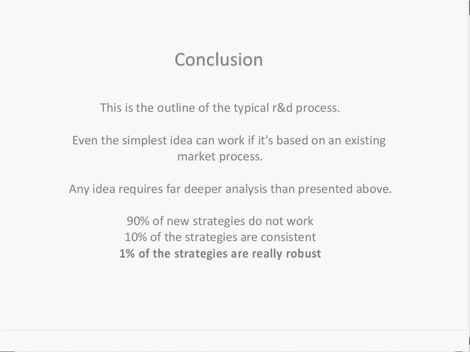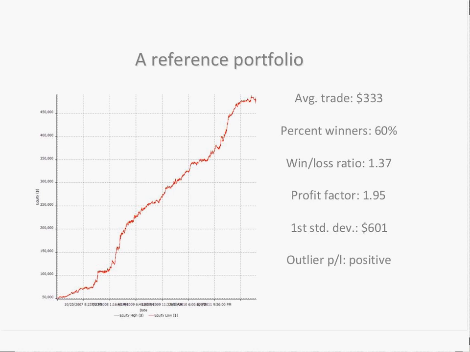1% of the strategies are consistent, and 1% of the strategies are really robust. So you have plenty of information, plenty of resources, and plenty of opportunities to build your robust trading strategies. Just to give you an example of how a good strategy may look.